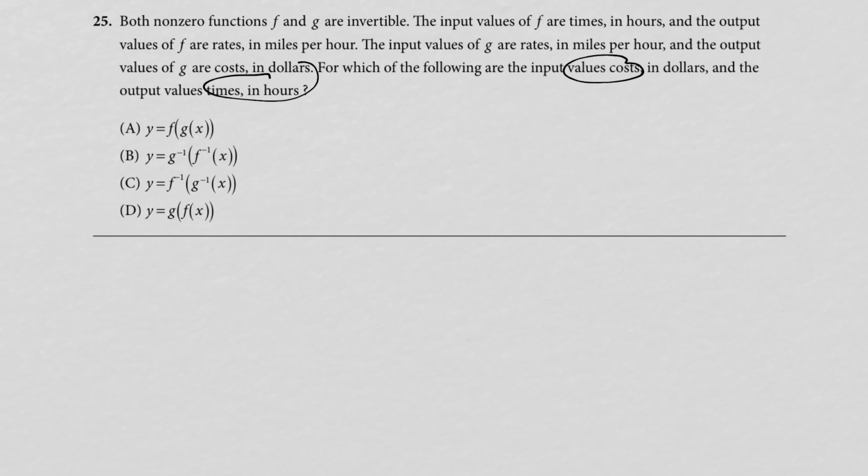So the only one that has costs in it, right, because f is rates in miles. So we definitely want to have a g, but g converts rates into costs. So g inverse would turn costs into rates. And then I want to turn rates into hours. Well, f turns hours into rates, so I need an f inverse here also. I don't really like that question, but that's the answer to it.